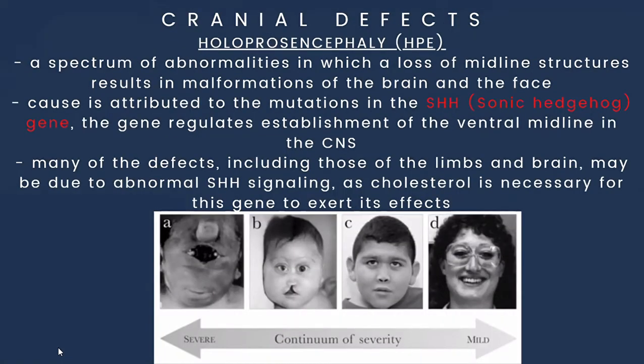Another cranial defect is holoprosencephaly, or HPE. It is a spectrum of abnormalities in which a loss of midline structures results in malformation of the brain and the face. The cause is attributed to mutation of the SHH, or sonic hedgehog gene. The gene regulates the establishment of the ventral midline in the central nervous system. So many of the defects, including those of the limbs and brain, may be due to abnormal sonic hedgehog signaling, as cholesterol is necessary for this gene to exert its effect. Next slide.